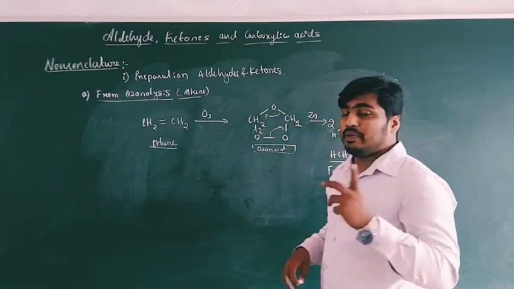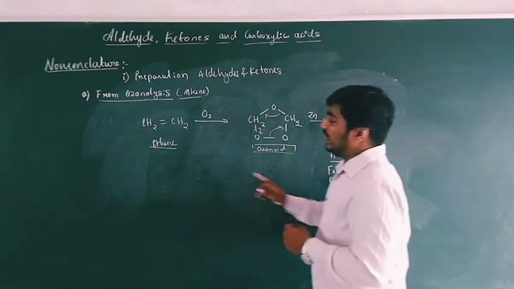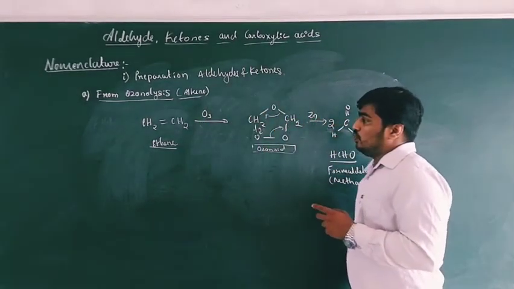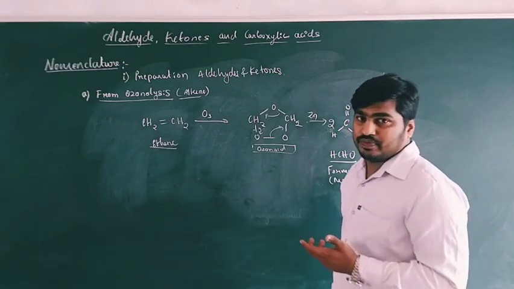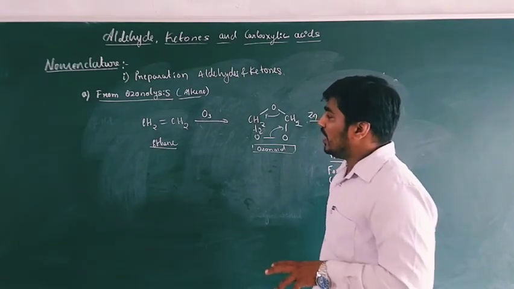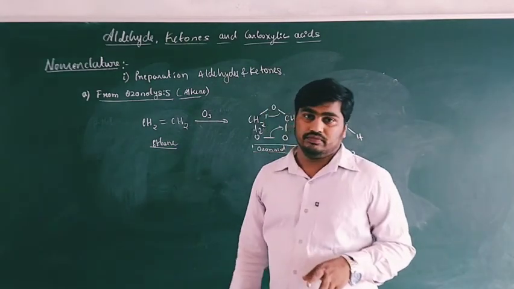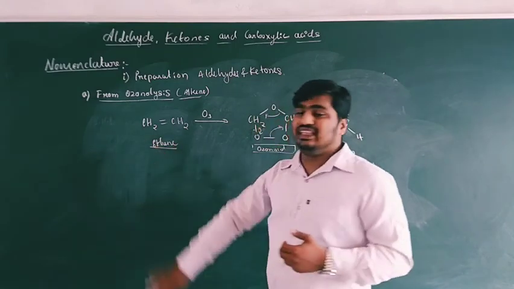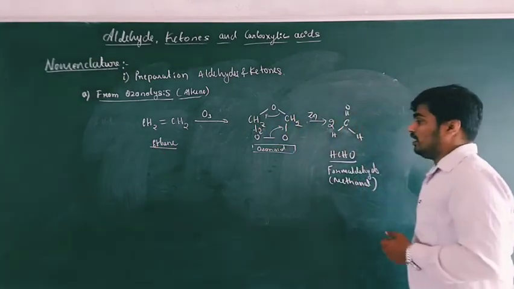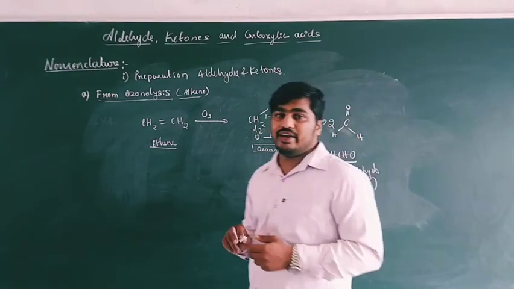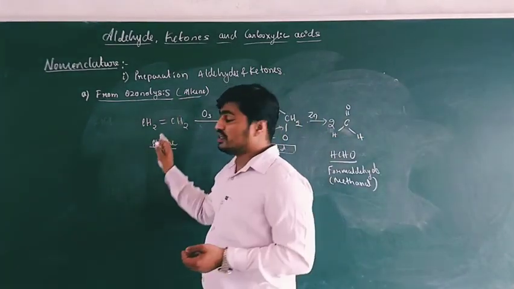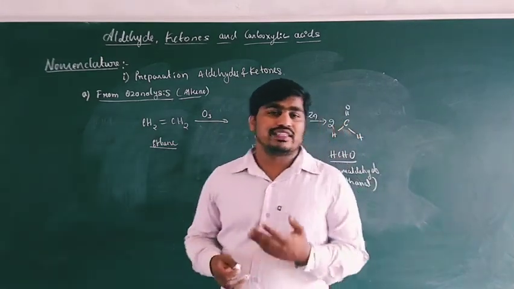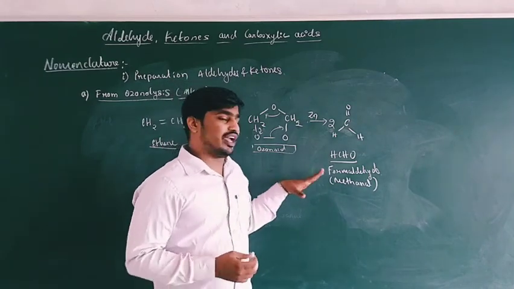The first one is: prepare methanal from ethene. This is one way of asking the question. And: name the product formed after the ozonolysis of ethene. What is the ozonolysis product of ethene? Nothing but methanal. Or prepare formaldehyde from alkene. Which alkene is suitable to prepare formaldehyde? So there are a lot of ways to ask questions on the same reaction.